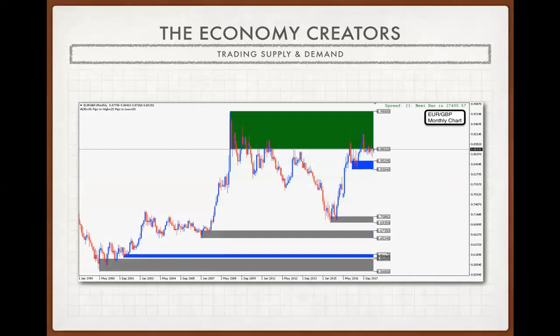Here you have the euro pound on the monthly. You see the big green box at the top. That is a retested supply zone, which means price fell from that zone, came back up and retested it at least 2 times. As you see, price went up to that box quite a few times, okay? But that is a retested zone.